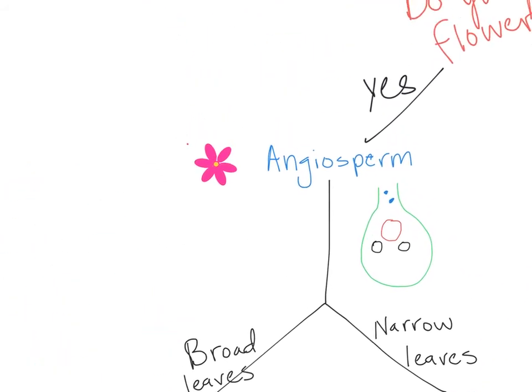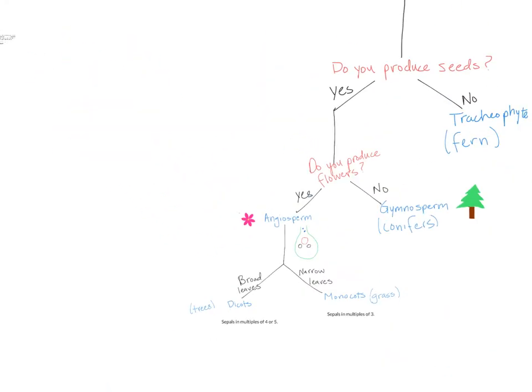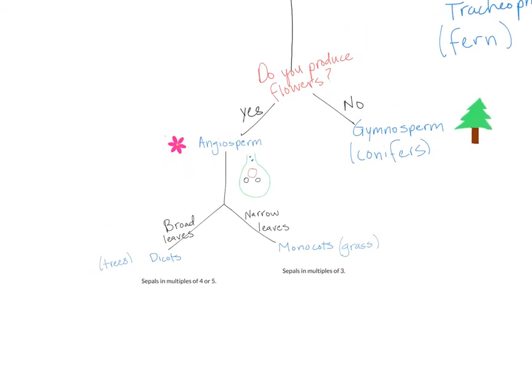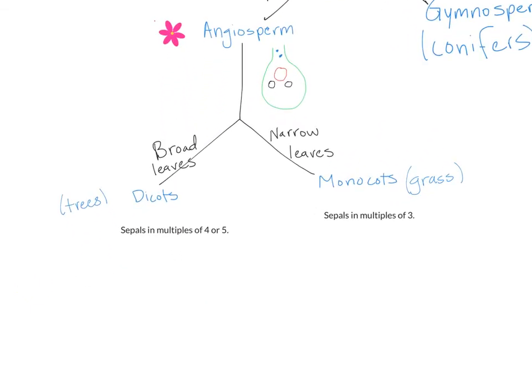So if we look at this flower here, how many sepals do we have, or how many petals? 1, 2, 3, 4, 5, 6. So it has a multiple of 3, so the plant that that flower came from would be a monocot. You won't be asked to count petals probably on the DAT, but they could ask you questions that deal with that.